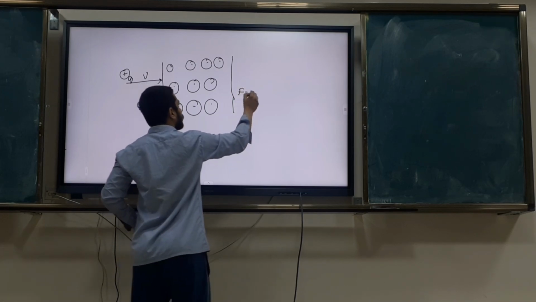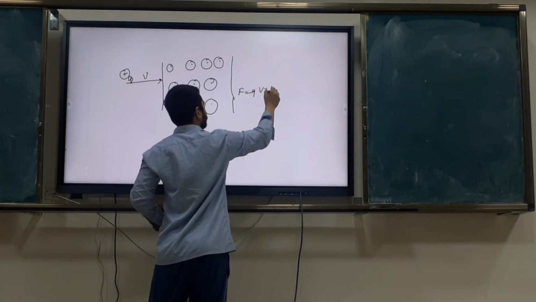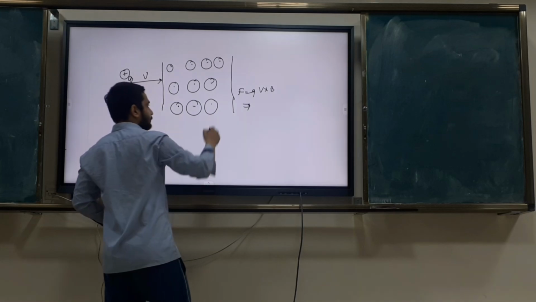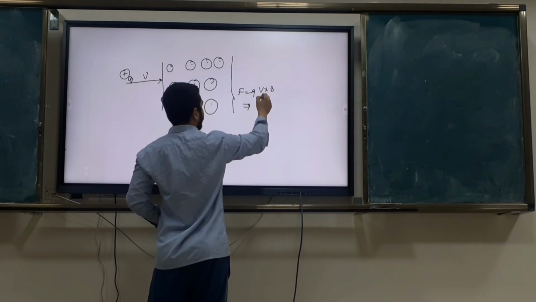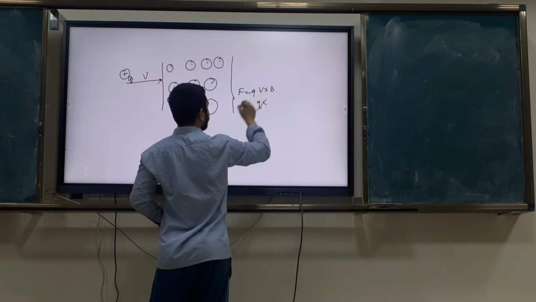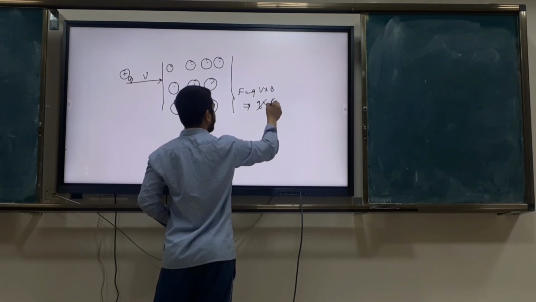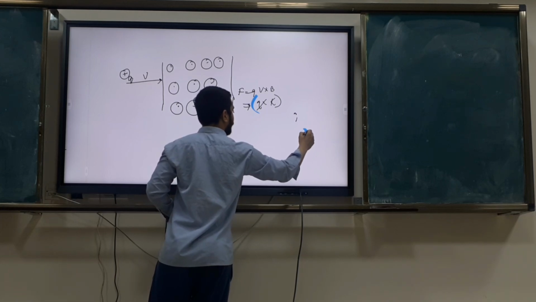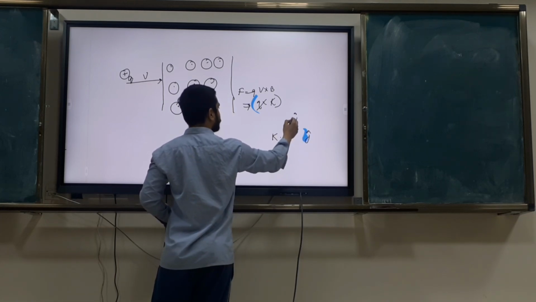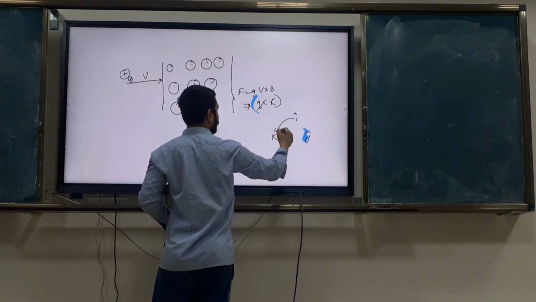F is equal to q into v cross B. The velocity is in plus i and the magnetic field is in plus k, so i cross k.